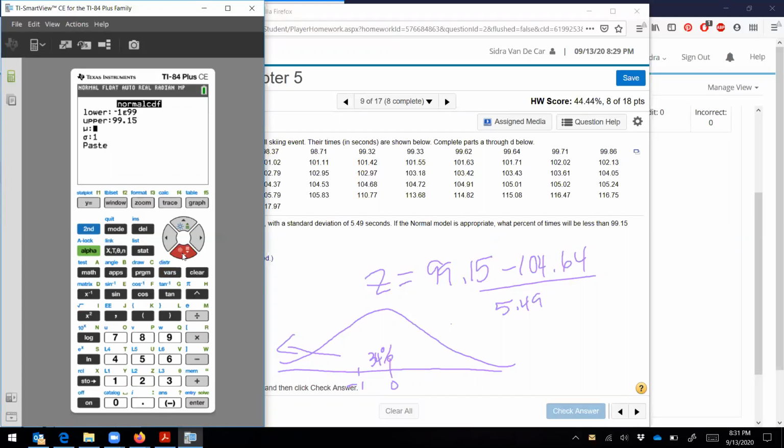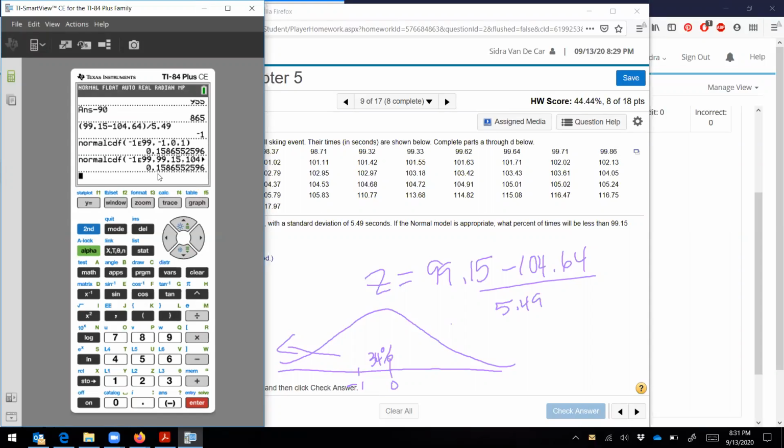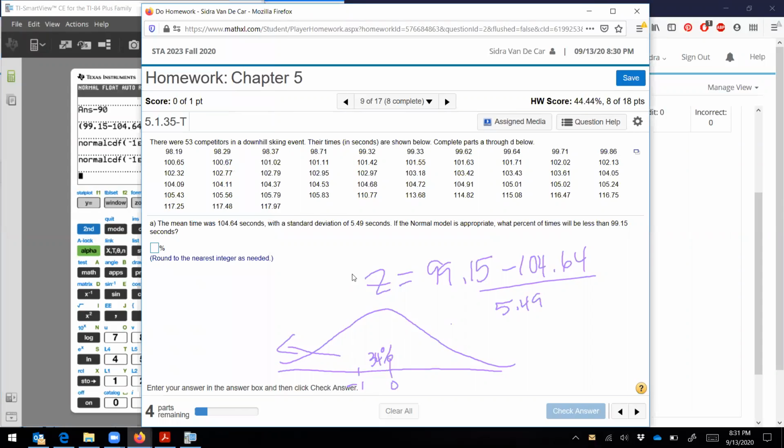99.15. In other words, I didn't need to get the z-score because I'm going to use the mean of 104.64 and the standard deviation of 5.49. Enter, and it gives me the exact same value, 0.1587. So it's 15.87%. Round to the nearest integer, that would be 16.